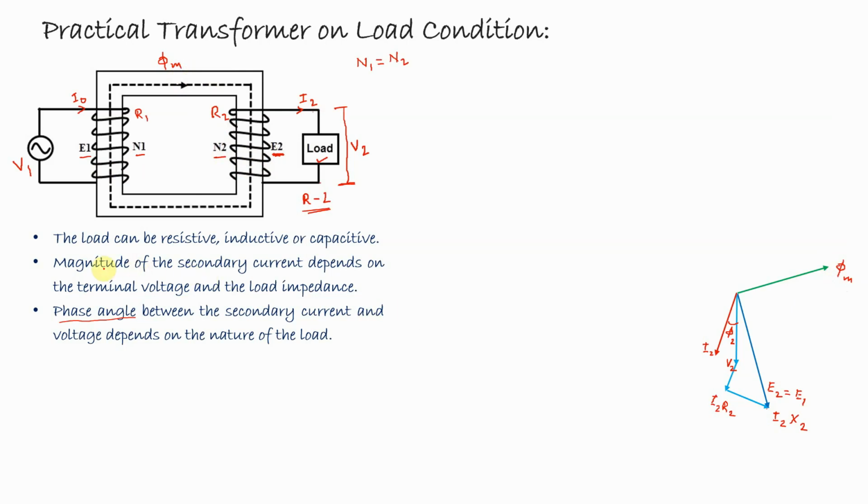Now, in the primary side, E1 is induced in the primary winding, so there will be a part of the supply voltage which will be equal and opposite to this induced EMF, that we have already seen in the no load condition. So here it is the part of the supply voltage which is equal and opposite to the induced EMF in the primary winding, which will basically compensate the EMF which is induced in the primary side.